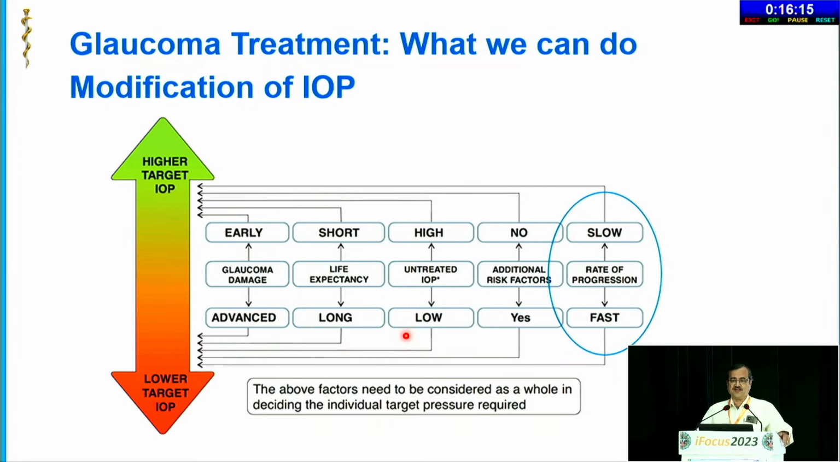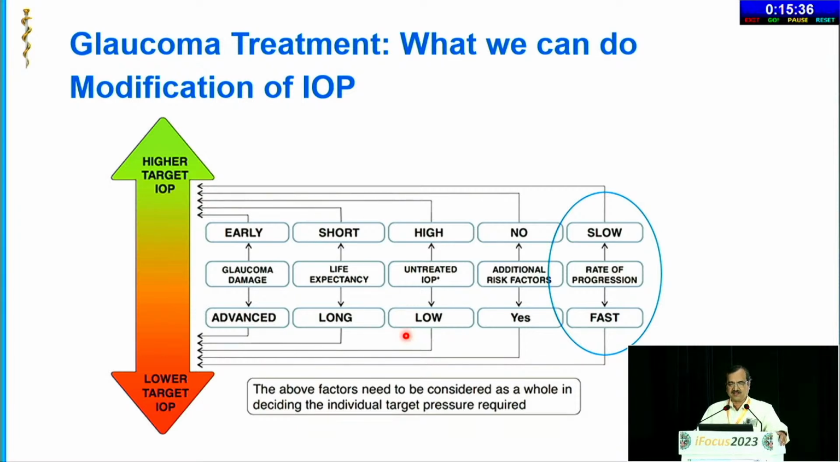So what we have to do is come to a conclusion about what can be the normal advisable target pressure for that patient. If not a target pressure, what can be the target range? And this depends on the amount of glaucomatous damage that you have diagnosed at the time of diagnosis. If it is early, you can afford to maintain the patient on a little higher target pressure. Or if it is advanced, you have to go aggressively. With life expectancy, if the expectancy is short, you can possibly have a little higher intraocular pressure.